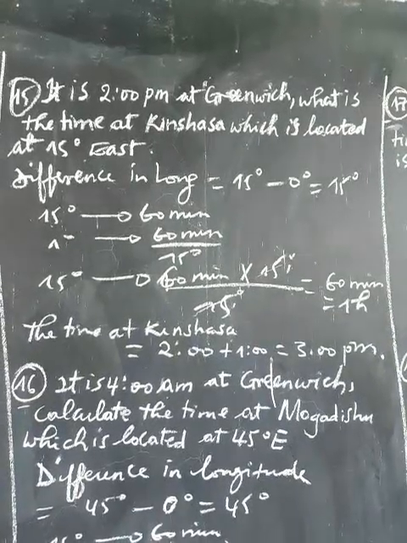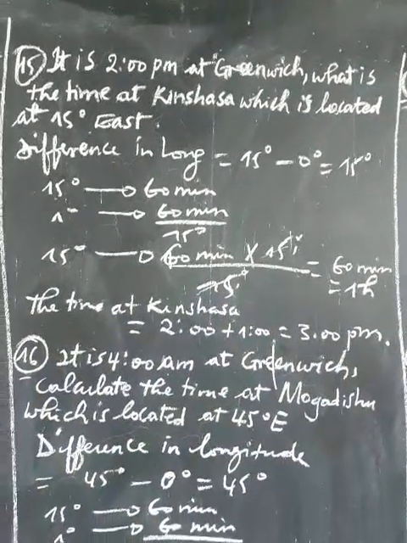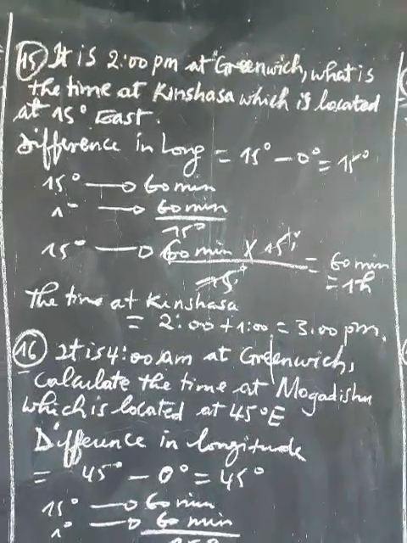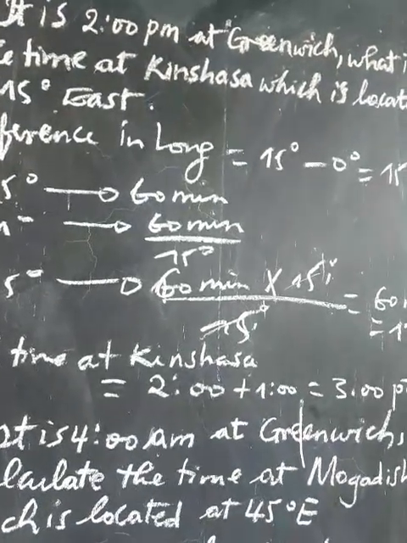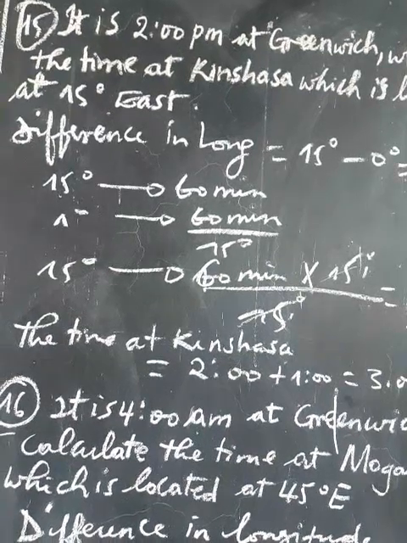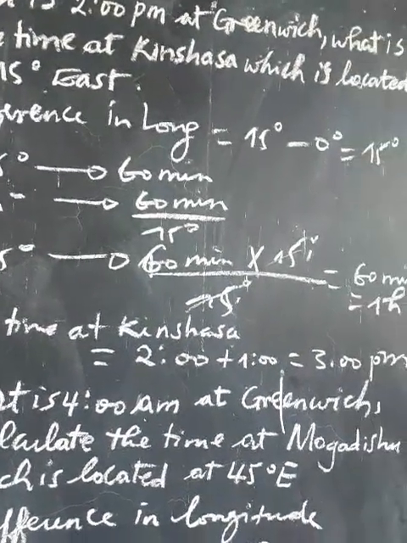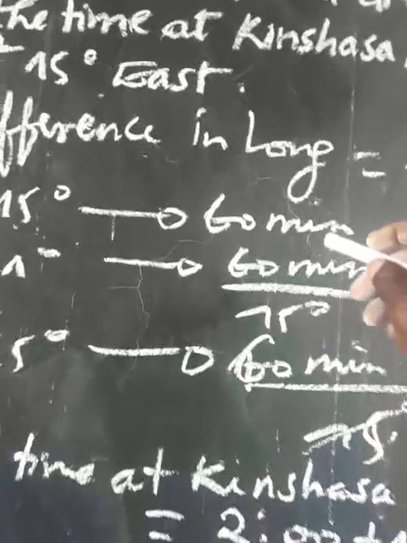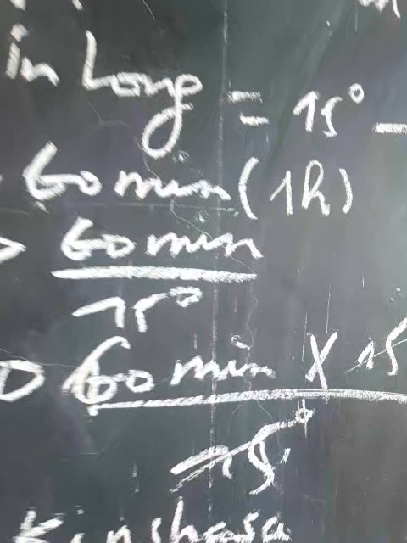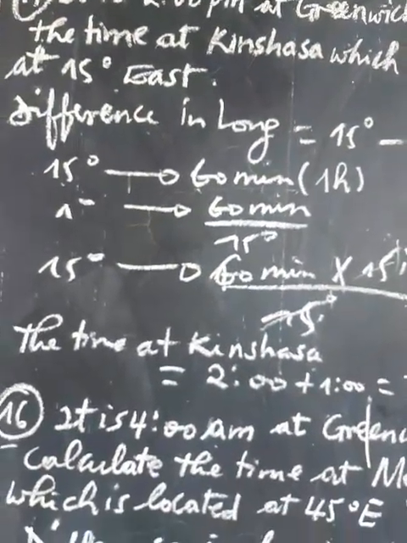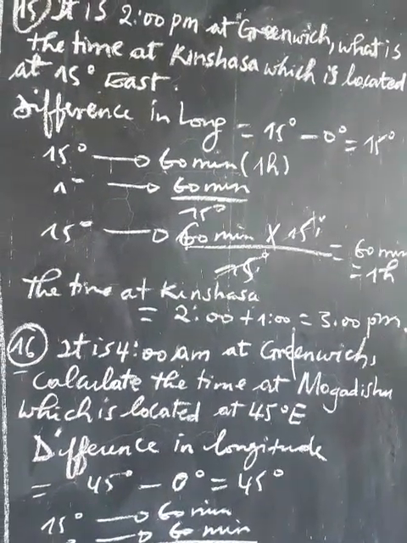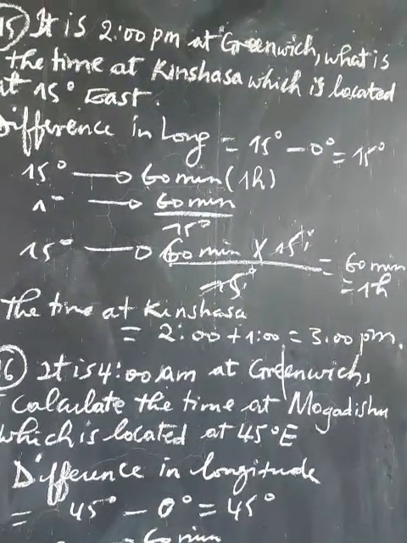It is 2:00 p.m. at Greenwich. What is the time at Kinshasa located at 15 degree east? So we first look at the difference in longitude. We take 15 degree minus 0 degree of GMT, Greenwich Meridian. We find it is equal to 15. Then when you are finding the time, 60 minutes must appear on this side. Remember that this 60 minutes is equal to 1 hour. And here, 1 degree is equal to 60 minutes over 15 degree. Then 15 degree will be equal to 60 minutes times 15 over 15. Then we get 60 minutes, which is equal to 1 hour.